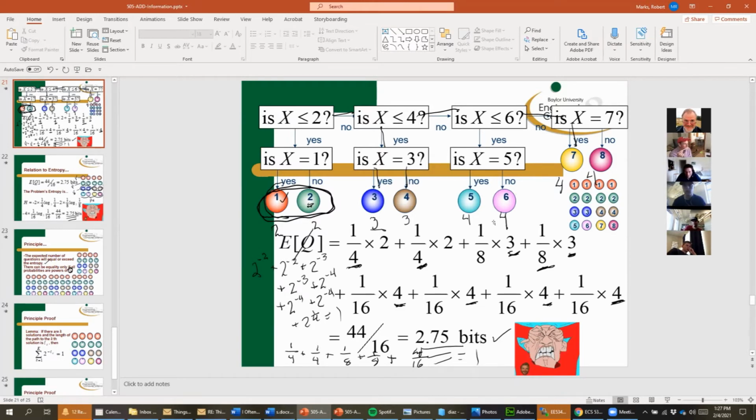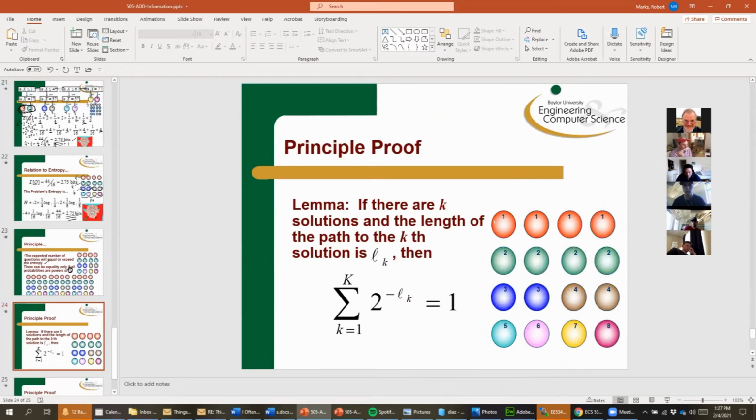So we go to this final thing, which tells us that the summation of 2 raised to the minus path lengths to get to a solution must always be equal to 1. This includes optimal and non-optimal trees, if you will.